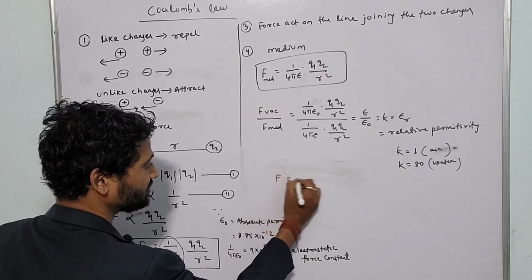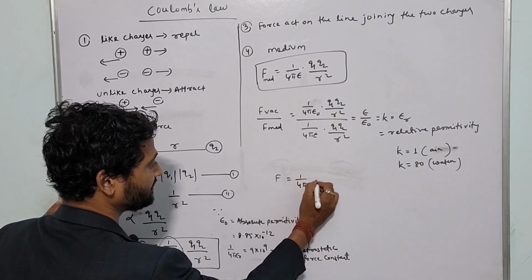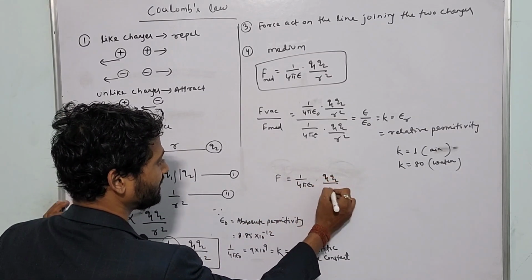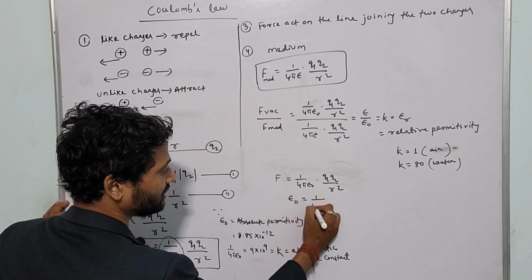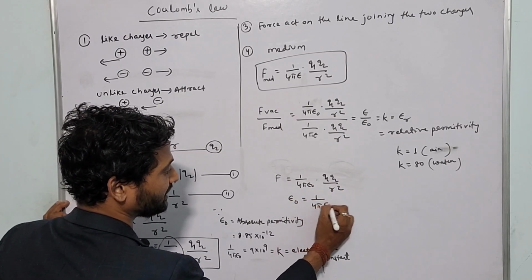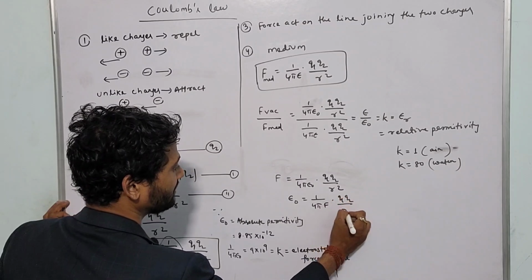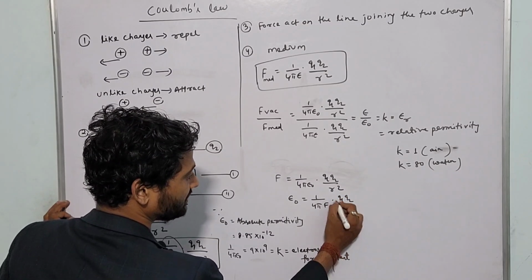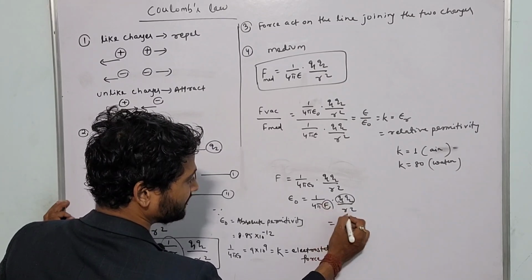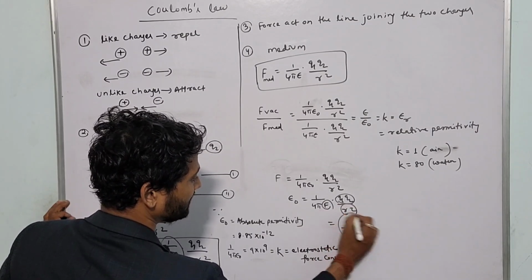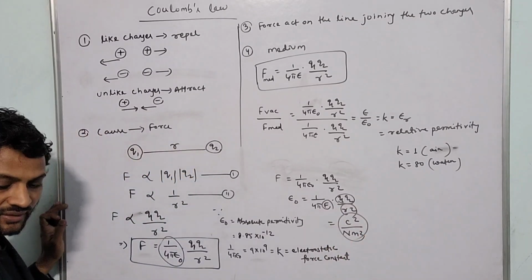See, F is equal to 1 by 4 pi epsilon naught Q1 Q2 by r square. तो एक काम करो, epsilon naught will be equal to, cross multiply करो, 1 by 4 pi F, Q1 Q2 by r square. So now tell me coulomb into coulomb, coulomb square, नीचे क्या है, Newton and distance मतलब meter square. ये हो गया आपका unit. ठीक है?